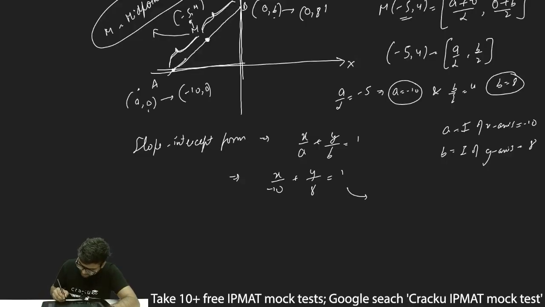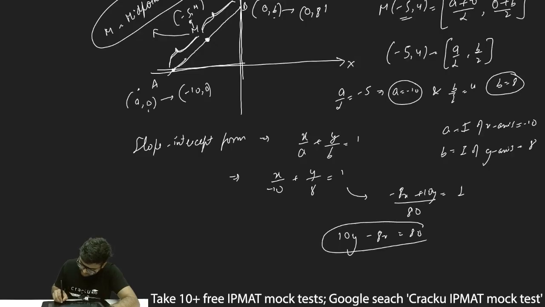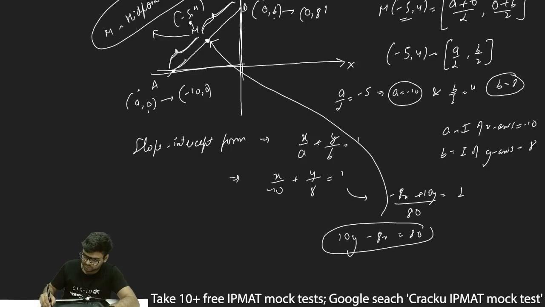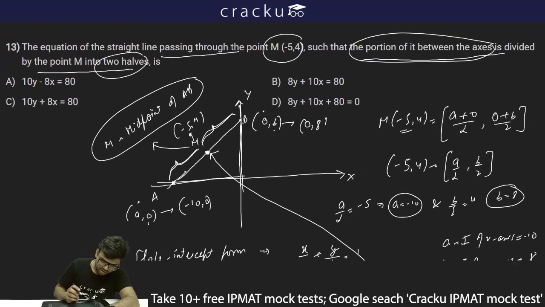Taking the LCM here, I can write 80 as the LCM. This will become minus 8x plus 10y equal to 80. Thus 10y minus 8x equal to 80 is the equation of this particular line, and therefore the correct option will be option A, which is 10y minus 8x is equal to 80.